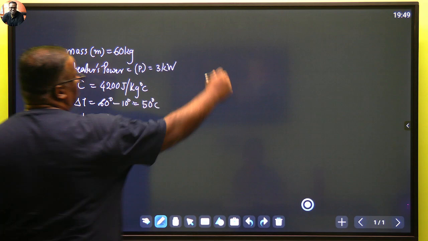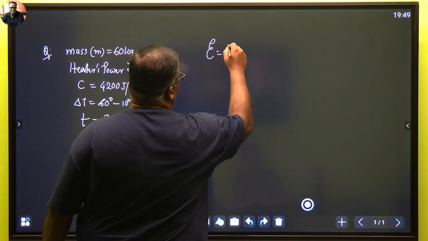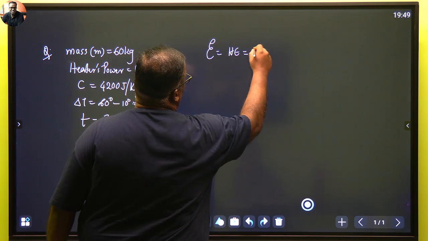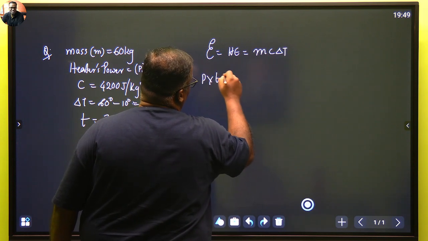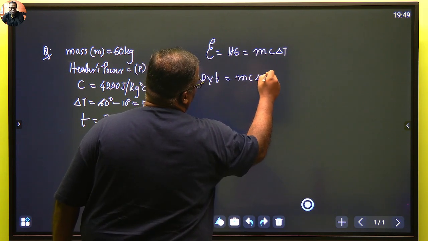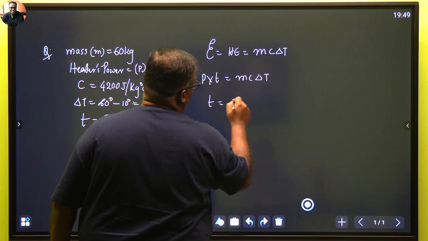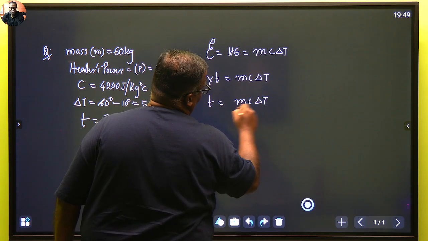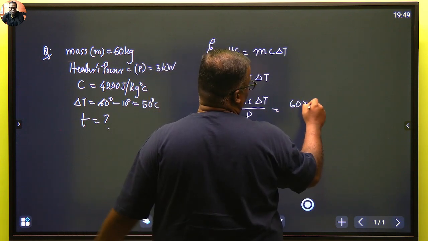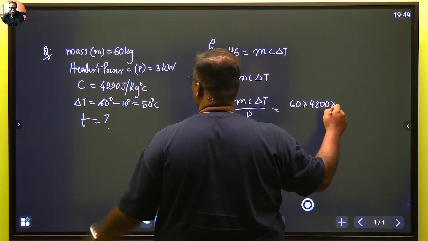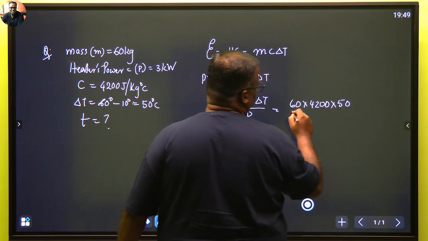Come, how much is our energy? The energy, which is nothing but the heat energy, should be equal to mc delta T. And this energy is given by power into time, which should be equal to mc delta T. That means t should be equal to mc delta T over the power. M is given, how much? 60 multiplied by 4200 into 50 divided by the power.